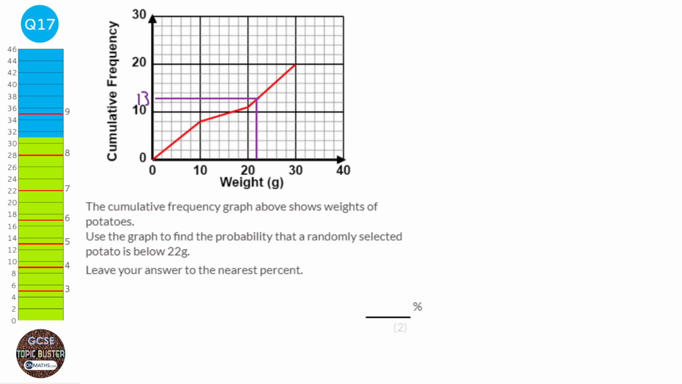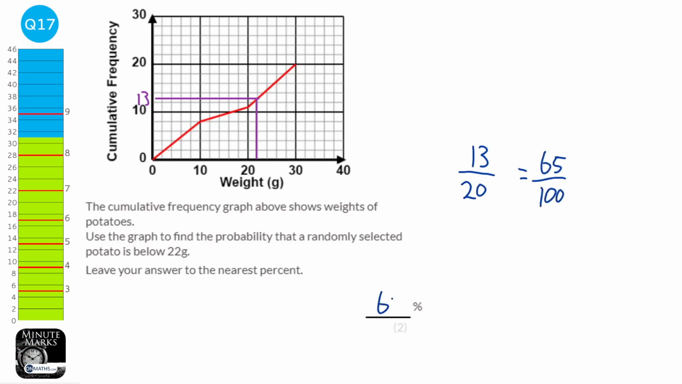And so to work out the probability of picking one below 22 grams, it's the amount that we have below that weight over the total amount of potatoes, which will be 20. So it'd be 13 over 20, which is equal to 65 over 100. So that would be 65%.